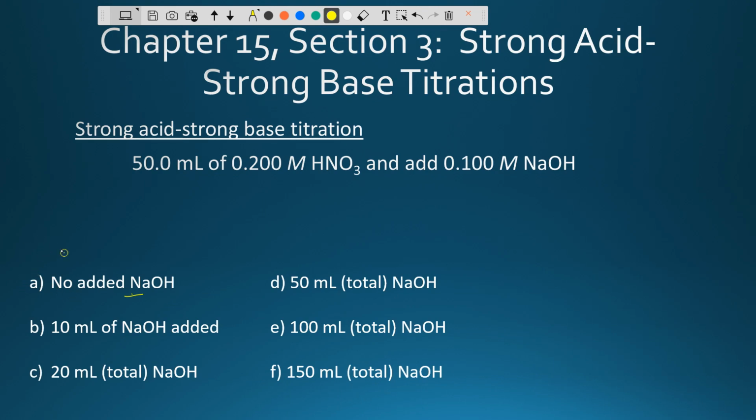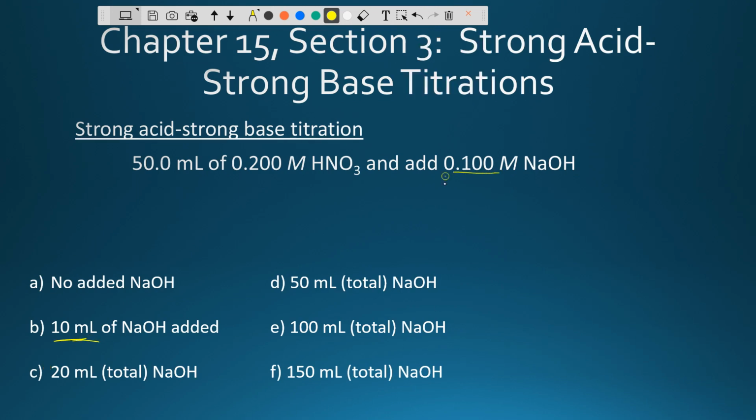Now remember, my pH is going to be the negative log of my concentration. And I have, in this case, 0.2 molar. That's my concentration. So the negative log of 0.2 gives me a starting pH of 0.70. That's with no sodium hydroxide added whatsoever. So what happens then if I add in 10 milliliters of my sodium hydroxide?